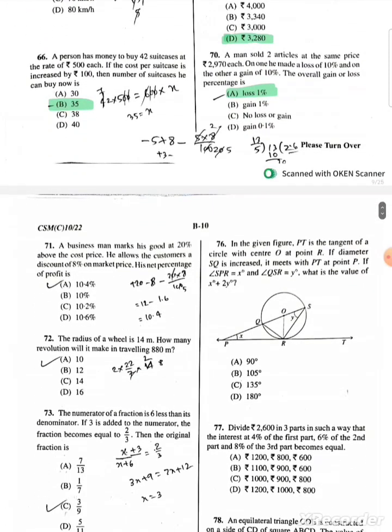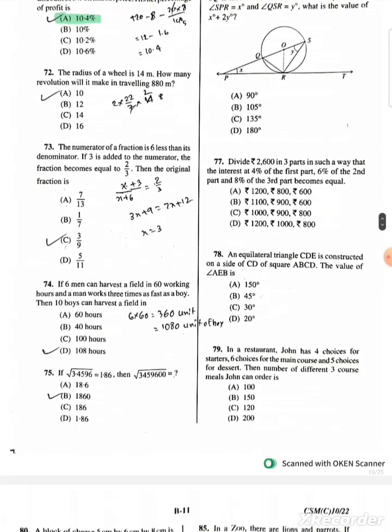A businessman marks his goods at 20% above the cost price. He allows the customers a discount of 8% on marked price. His net percentage of profit is 10.4%. The radius of a wheel is 14 meter. How many revolutions will it make in traveling 880 meter? 10.